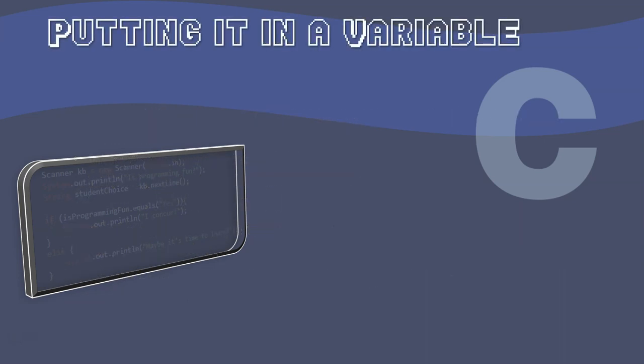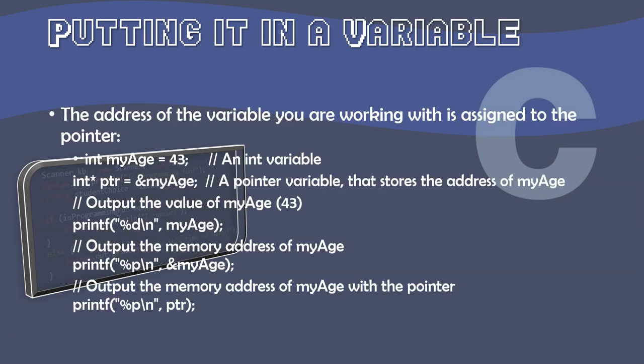So let's look at how we can put this into a variable that can actually be of some use to us. So the address of the variable you're working with is assigned to the pointer. So in here we have int myAge is 43. We're going to say int *ptr equals &myAge. So this is showing that this is a pointer variable. Again, you can see it's designated with the asterisk here. And then we're going to output the value of myAge. So this is just something that we're already used to. I'm just calling the variable, I'm just printing it out.